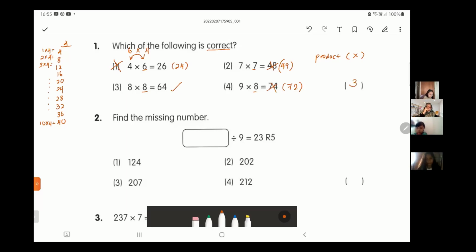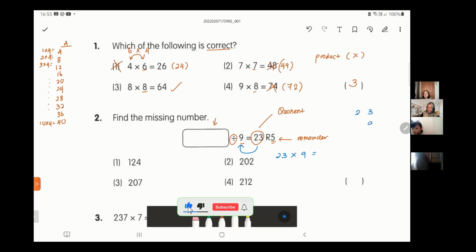Okay, next one, number 2. Find the missing number. When you are supposed to find the number that you need to divide with, this is the number you need to divide with to get what you get here. This 23 is what we call the quotient. And this 5 is my remainder. So how do we get the blank in front here? I simply take my quotient and times it with what I divide with. So 23 times 9 equals, how do we do this?